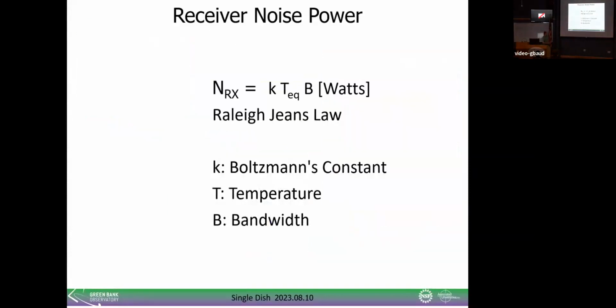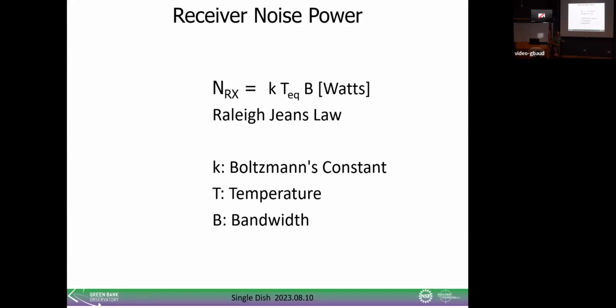Okay, so we got the feed design. We know how to optimize it. We know what kind of taper we want that reduces spillover. That gives us the optimum illumination. Now we go to why we have to cryogenically cool things.